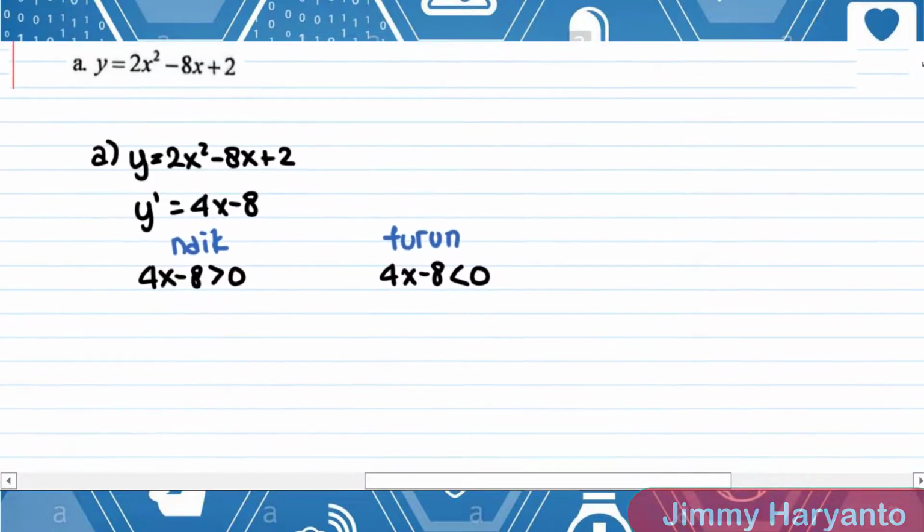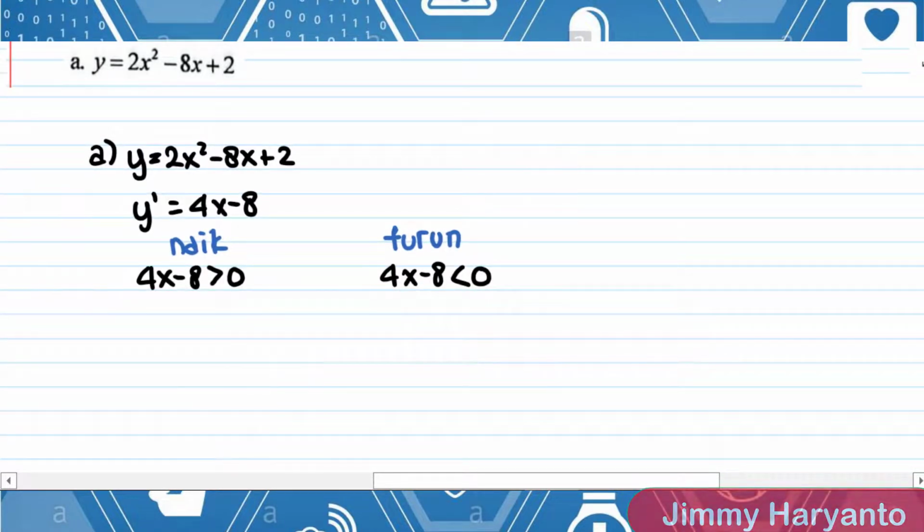Because the question is so simple, the equation is like 4x minus 8 only, ya. It doesn't contain square root or fraction. We can find the naik and turun easily using the formula. So the naik will be 4x minus 8 greater than 0, because fungsi naik means f-aksen x greater than 0, or y-aksen greater than 0. So 4x minus 8 greater than 0, we will have 4x greater than 8, x greater than 2.